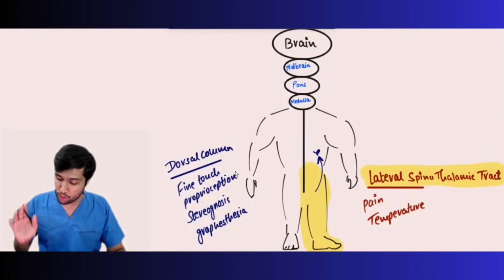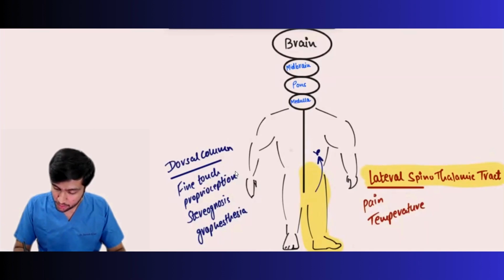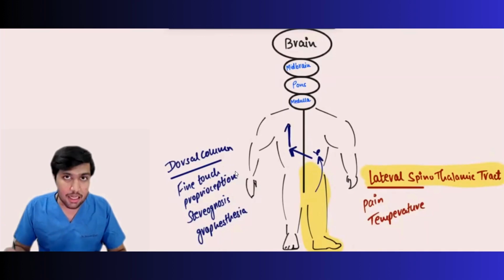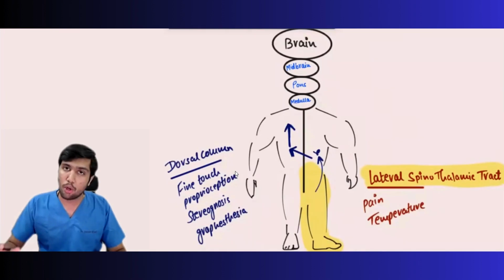The second order neuron of the lateral spinothalamic tract will here decussate, cross over, and go to the opposite side of the spinal cord. And from here, it will start ascending upwards towards your thalamus. And where in the thalamus? They will go to the ventero-posterior-lateral nucleus of the thalamus, where they will synapse with the third order neuron.